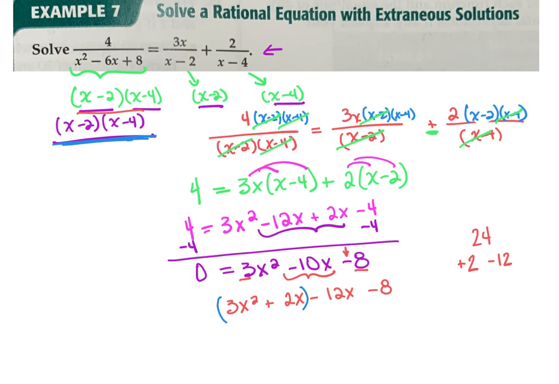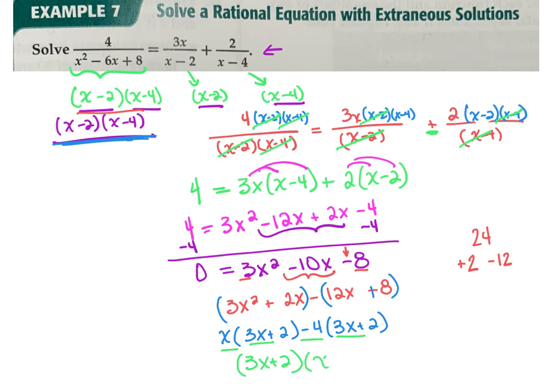So I'm going to group here. Anytime I group after a negative, I change the last sign. Can I take anything out of the first group? x. So I have 3x plus 2. Can I take anything out of the second group? 12 and 8. 4. So I have 3x plus 2. When you factor by grouping, it should always look like this. The parts left in parentheses should be the same. So that means 3x plus 2 is a factor, and x minus 4 is a factor.